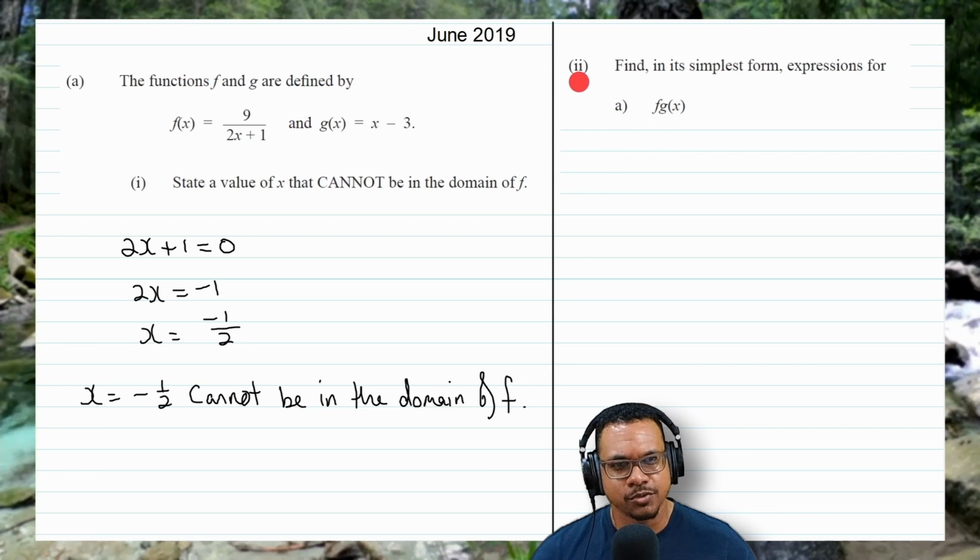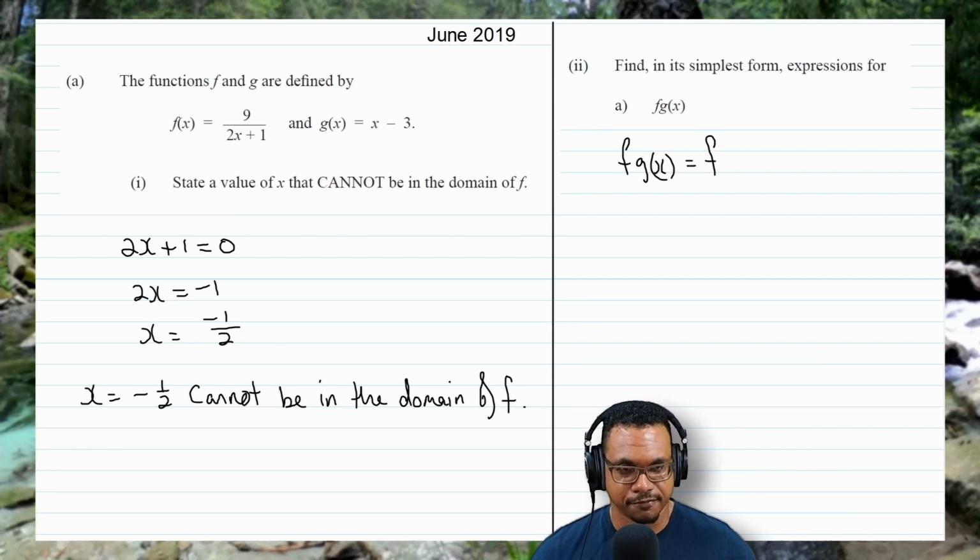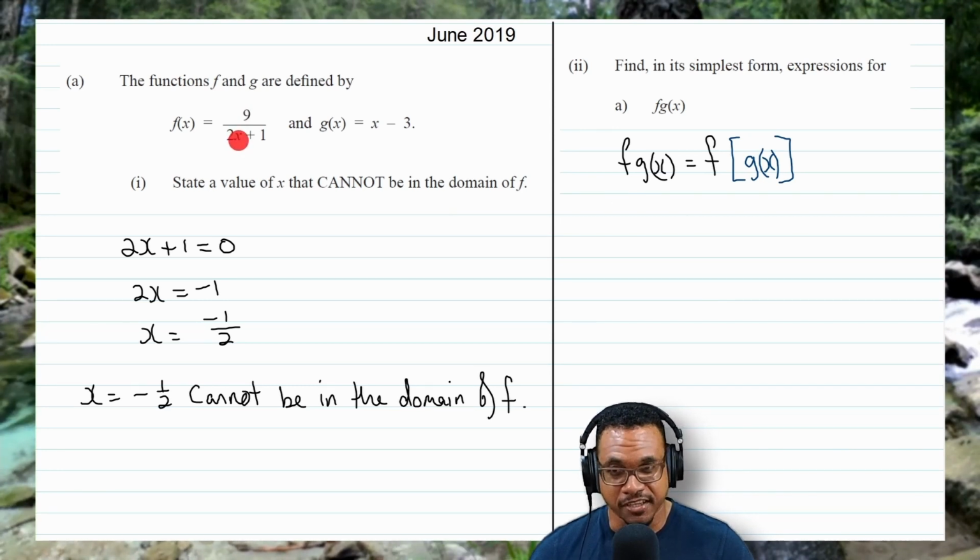Now moving on to part 2, the question says find, in its simplest form, expressions for part A, f g of x. So let's go with part A here. f g of x would mean to put the function g of x into the function f. So we're going to look at the function f of x, and wherever we have x, we're going to put the function g of x.